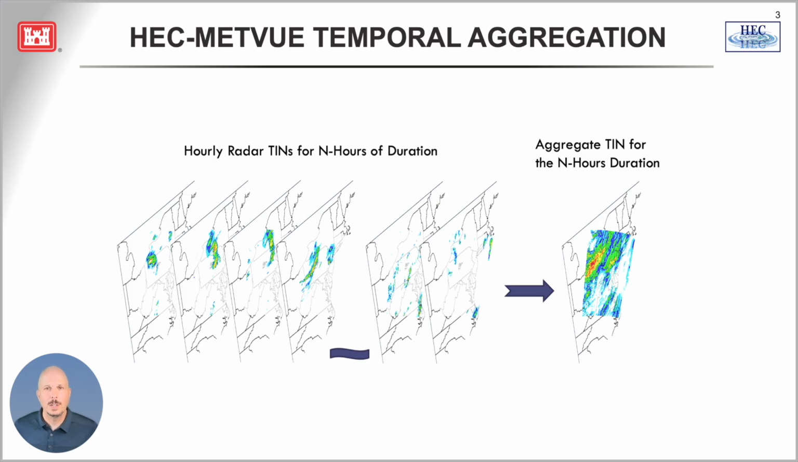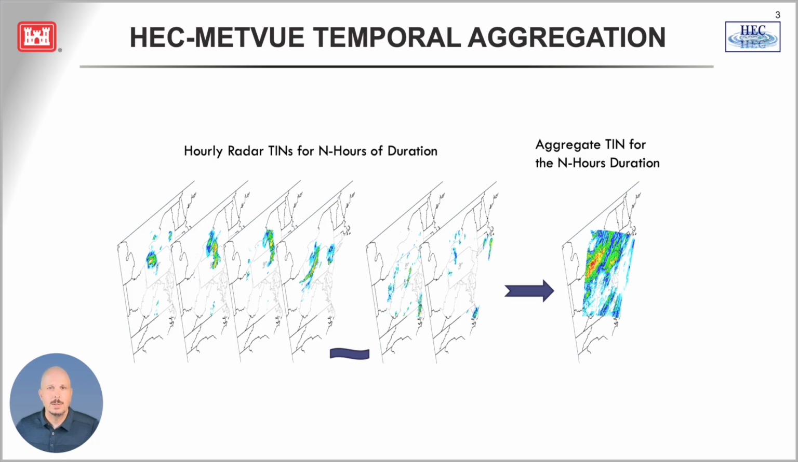In this example, when loading 24 hours of an hourly precipitation data set, HEC-MetVue automatically computes the precipitation accumulation over 24 hours. And that one-day total precipitation tin is displayed by default in the map window. At the same time, the user can still scan to any particular time interval or animate the data set hour by hour.